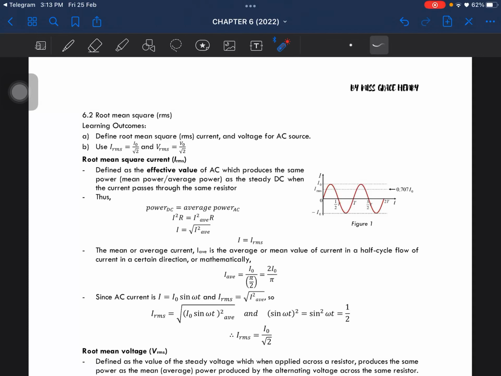Okay, second subtopic, which is on root mean square, also known as RMS. In this subtopic, you should be able to define what RMS is for current and voltage for an AC source, and then use these two equations.